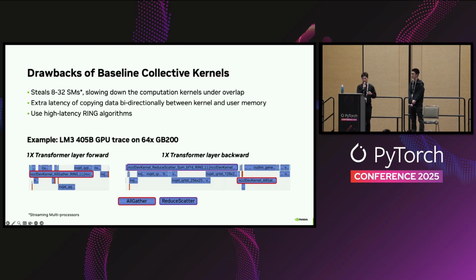Another problem we see is the extra latency to copy the data between the kernel and the user memory. This is a repetitive overhead. And finally, the baseline communication kernel uses a slow ring algorithm, which is hop-latency bound. So if your message size is small, or if you're training on a large network domain, then your training is going to be more network-latency bound.